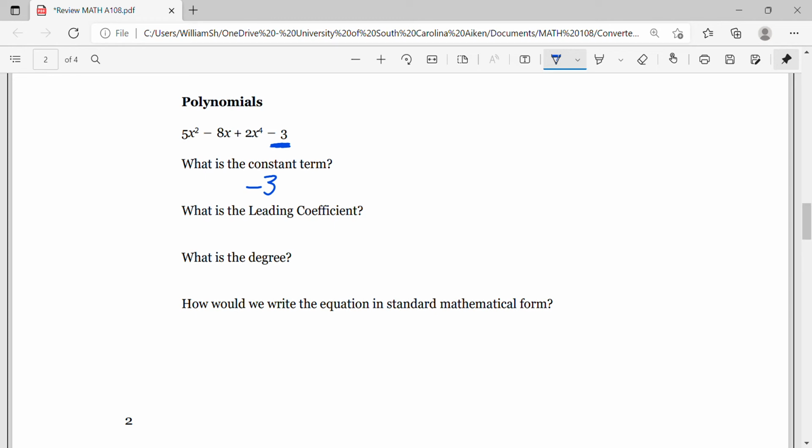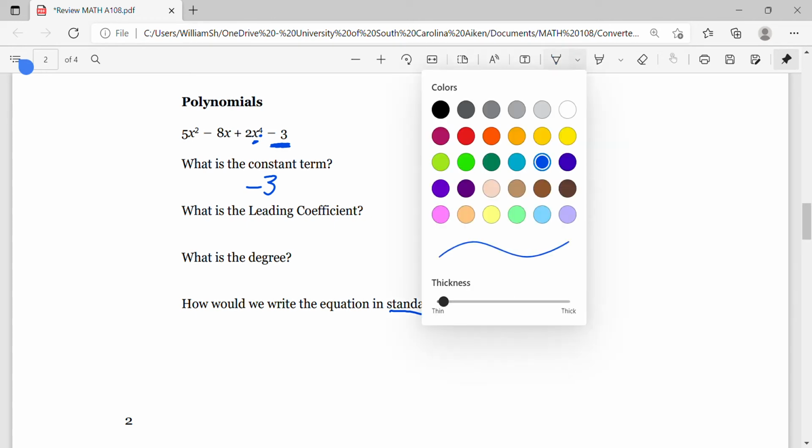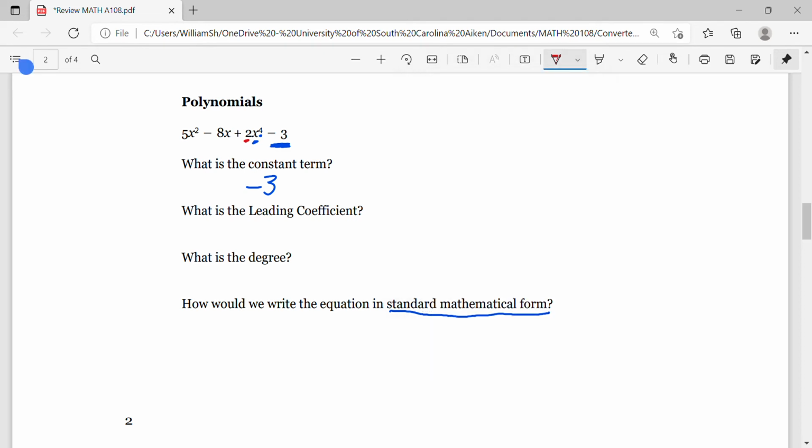Now the leading coefficient, this one's a little tricky here, because if we look at this polynomial, it's not written in your standard mathematical form, which we'll get to in this fourth part down here. That standard mathematical form can be important. Now, the leading coefficient always lies on the x with the highest degree, which is also your third question. So the leading coefficient is the number out in front of that x with the highest degree.